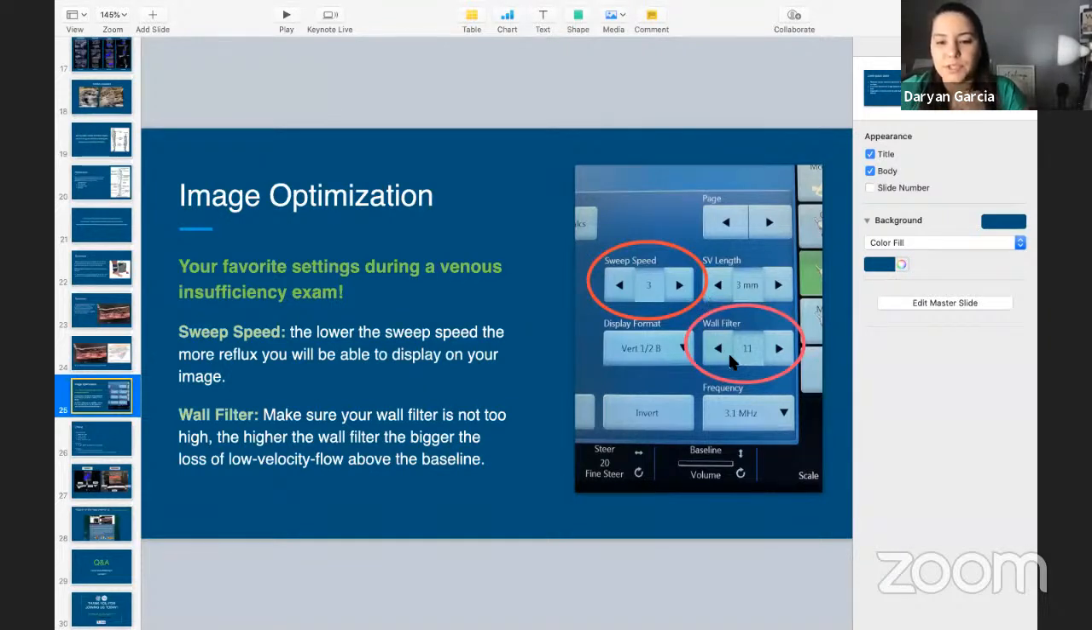And then the wall filter, make sure that you don't have it too high, because when you have it really high, you're going to have a gap between the baseline and the actual waveform. It's going to be a space. So you're going to be eliminating a lot of information that you would need to diagnose a venous insufficiency. You could actually miss some venous insufficiency if you have it too high, because it's creating that space between the baseline and the waveform.